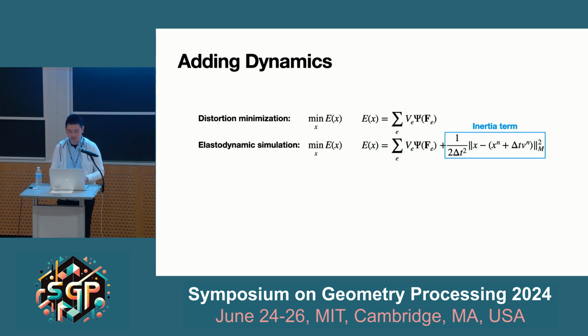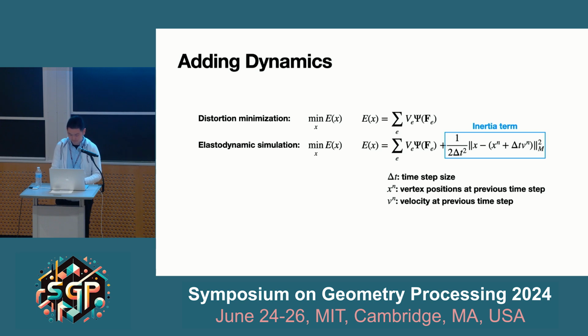And here, this inertia term is actually just a quadratic term, which is easy to deal with. And here, delta t is the time step size, which we'll go over later as we will discretize this time axis to solve multiple configurations in time. And xn is the vertex position at the previous time step, similar for vn, the velocity. And here m is the mass matrix, which is kind of a measure of how large the inertial effect will be.